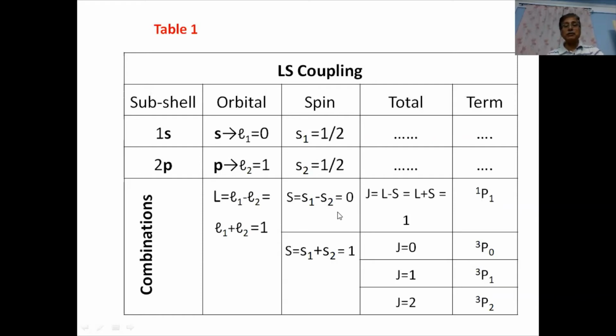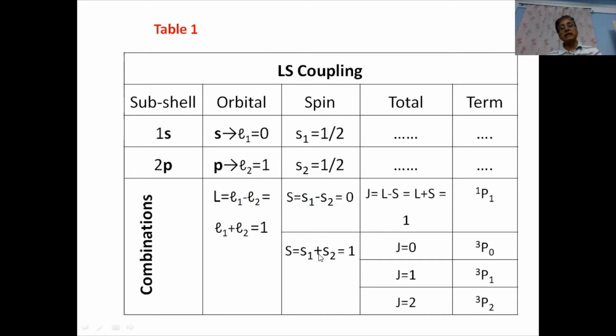Now naturally, for S is equal to 0, the terms will be singlet, and for S is equal to 1, the terms will be triplet. Now let us consider the combination of L and S. So we have L is equal to 1, S is equal to 0. So L minus S and L plus S both will give J value as 1. So we have S is equal to 0, so it is a singlet term. We have L is equal to 1, so it is a P term, and J is equal to 1. The multiplicity is written as a superscript on the left hand side, and the J value is written as the subscript on the right hand side. So the result of combination of capital L is equal to 1 and S is equal to 0 will be a singlet P1.